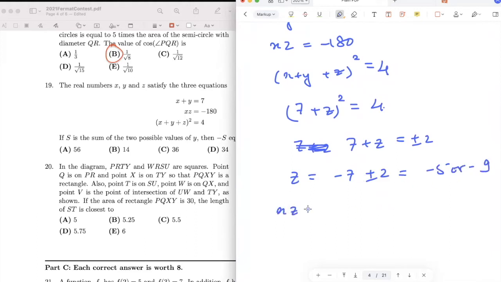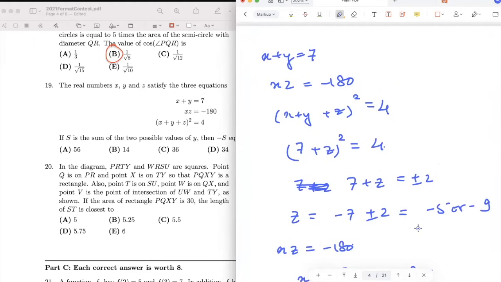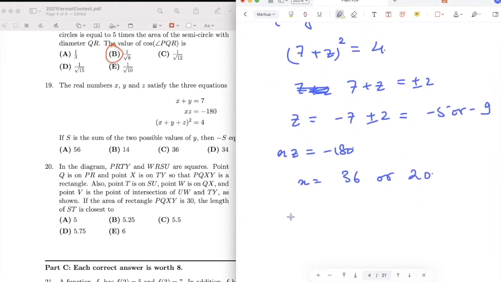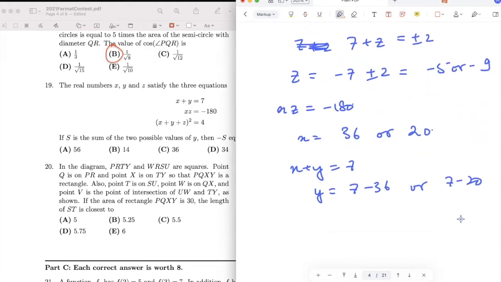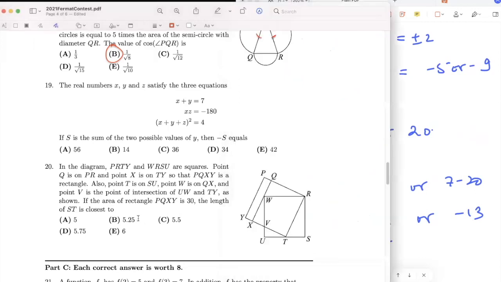Okay, then xz is minus 180. So x can be 36 or 20. And x plus y is 7. So y is 7 minus 36 or 7 minus 20. So that's minus 29 or minus 13. So the sum of two possible values of y is minus 42. So minus s is plus 42. E.